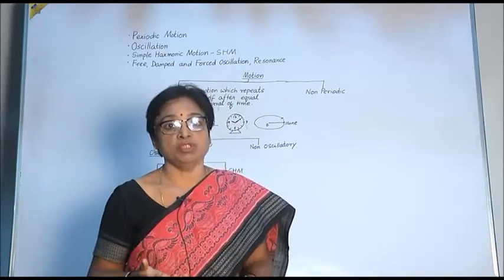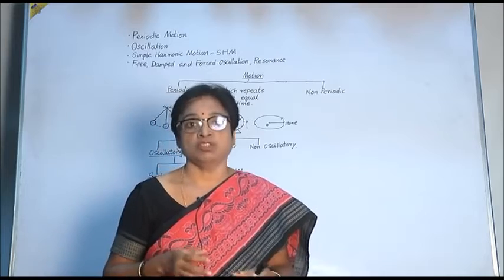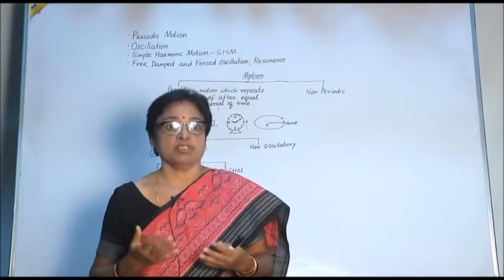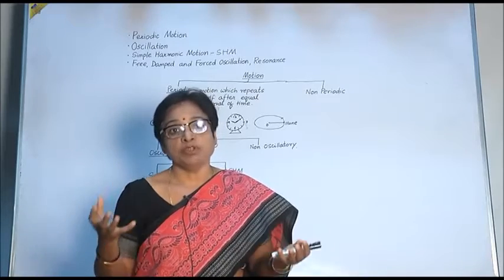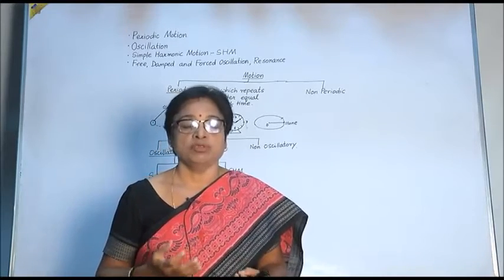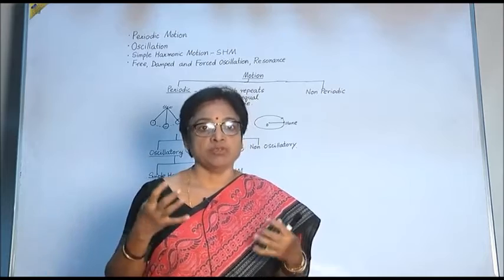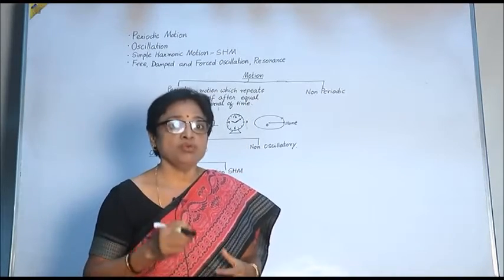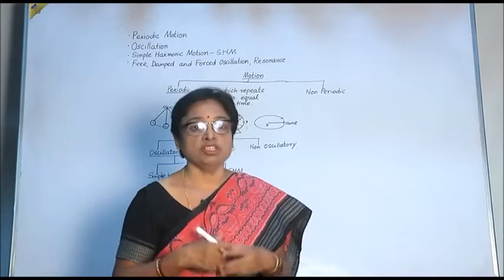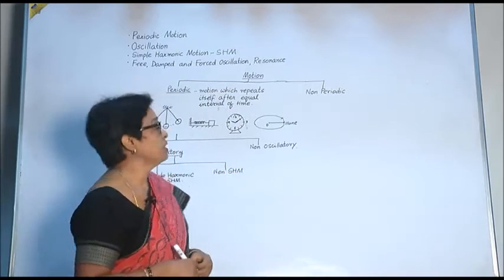When you are hearing music, it consists of oscillations; vibrations of the string produce oscillations in the air, and that produces music. So noise, music, all these things involve oscillations or vibration of some kind. That is why we are reading periodic motion, oscillations, all these things.